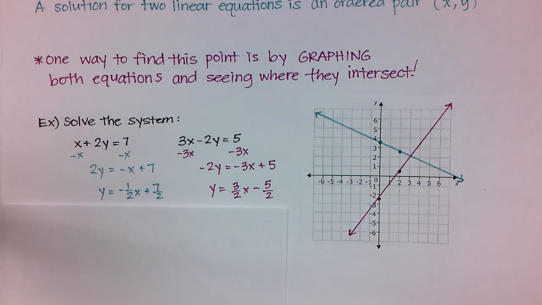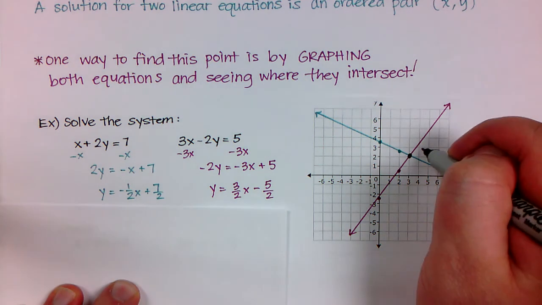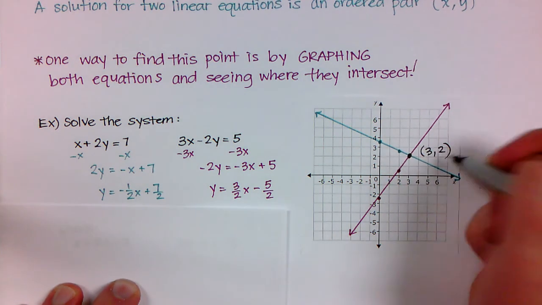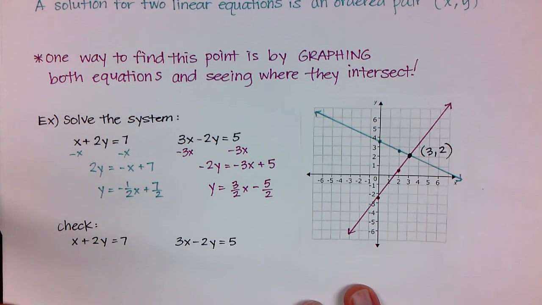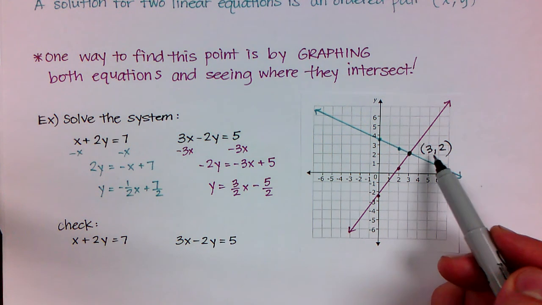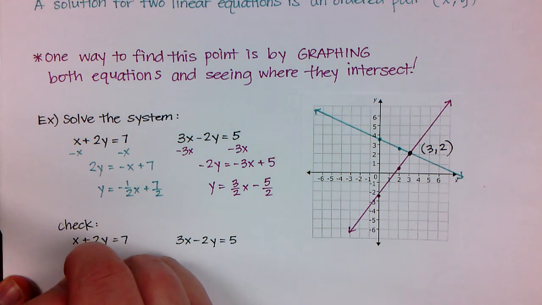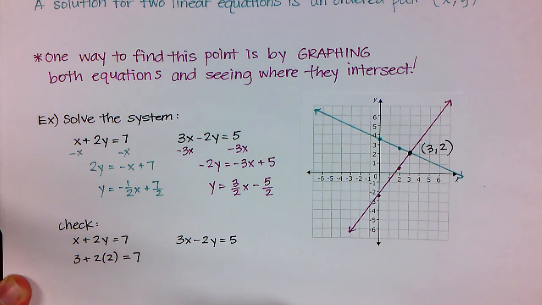We've done a lot of practice of this in the past. Now looking at where they intersect, it looks like they're intersecting at 3, 2, but I'm not entirely certain. That's why the book is really great in having you check your work, just to make sure that it does work out in the end. All that we're going to do is plug in 3 for x and 2 for y and see if it is a true statement. So 3 plus 2 times 2, is that equal to 7? This is 3 plus 4, and yes, 7 does equal 7.